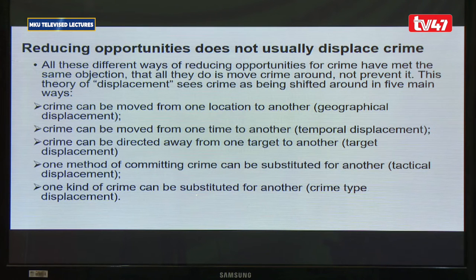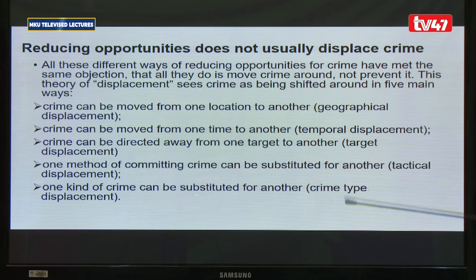So when you talk about displacing crime, it means moving the crime. There are five types of displacement. The first one is geographic. Geographic is when you move it from one location to another. Then you have the temporal. Temporal is from one time to another, for example, during the day to the evening.